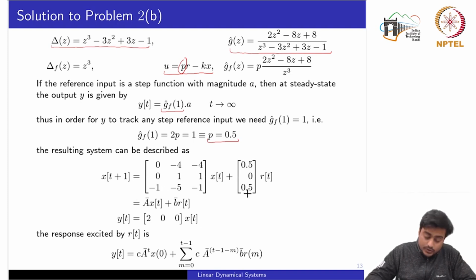So the resulting system can now be described as this, where this is the closed loop matrix and the B bar matrix would also change, and Y of t is given by this. Now the response excited by the reference signal is given by this. We are computing the response because we want to show that Y is equal to R for all t greater than or equal to 3.